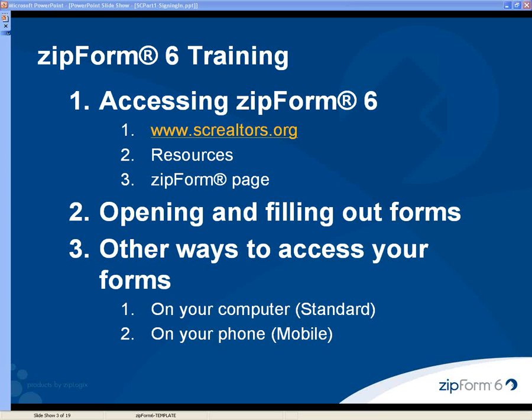And then we'll go ahead and talk about some other ways that you can access your forms. We have ZipForm 6 Standard, which is on your computer. It's an option you could purchase if you'd like to download ZipForm 6 and have it available for you on your computer even if you don't have an internet connection. So that's one option. The other option is part of your member benefits. It's on your phone. It's ZipForm 6 Mobile Web Edition, and we'll talk about how to sign in for that as well. So we've got a little bit to do here today. Let's go ahead and get started at screaltors.org.